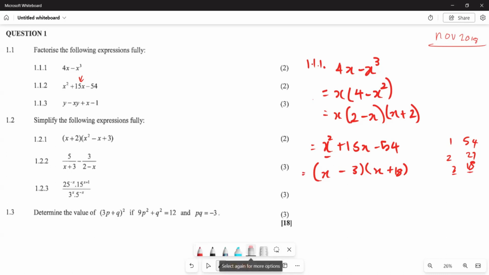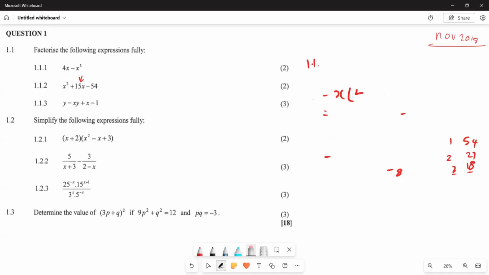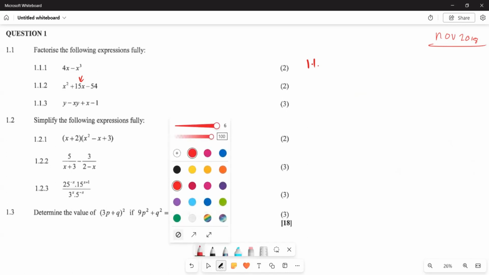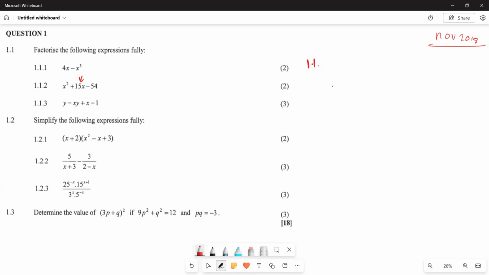Now let's look at 1.1.3 and see what we can do in there. Let's try and solve that question. If you look at that question, what you're given there is y subtract xy, and then plus x subtract 1.